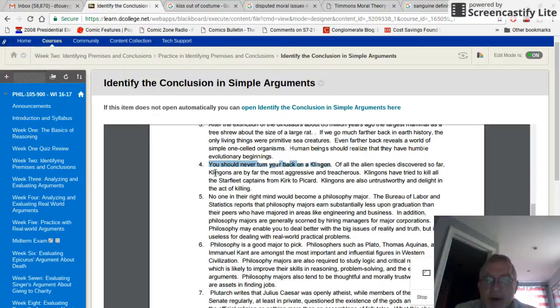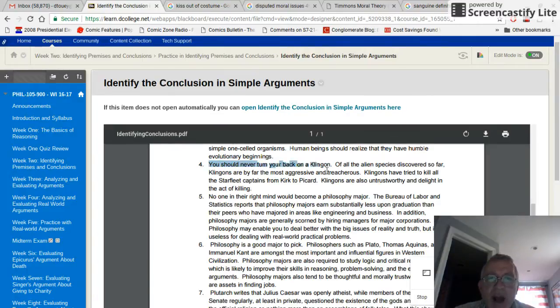Well, because they're the most aggressive and treacherous. They try to kill all the Starfleet captains. They're untrustworthy. Whatever, these ridiculous things about the Star Trek world, which aren't even true in the Star Trek world, right? But the giveaway there, or the hint there, is the way that certain claims just sort of cry out for support, so that if anybody is making the claims in a sensible, rational way, they're just naturally going to try to back them up by pointing things out that serve as evidence for the truth of the claim. Should never turn your back on a Klingon. Well, why not?